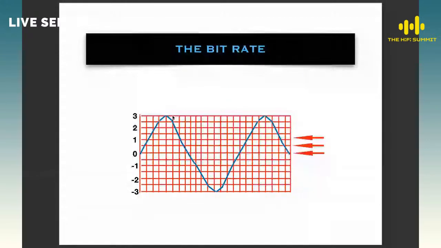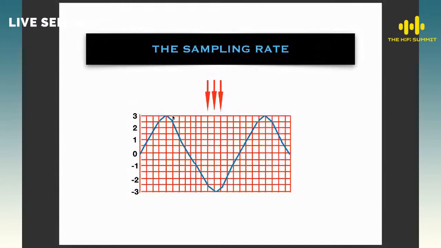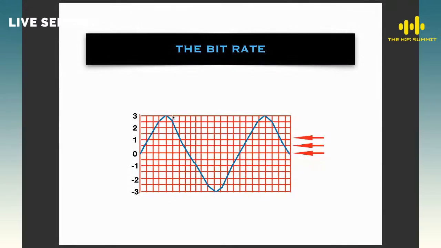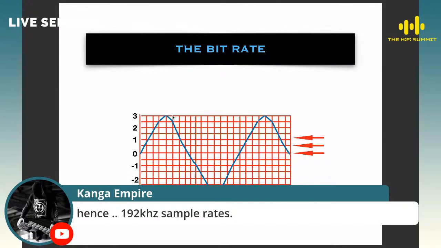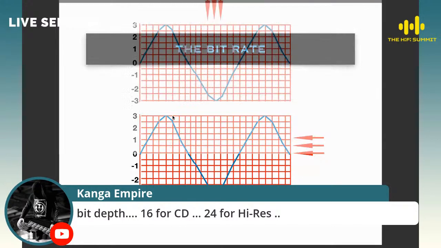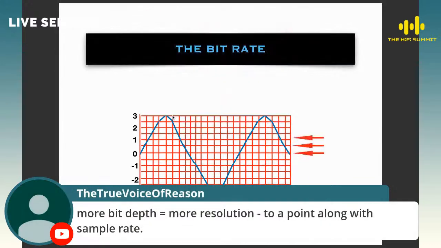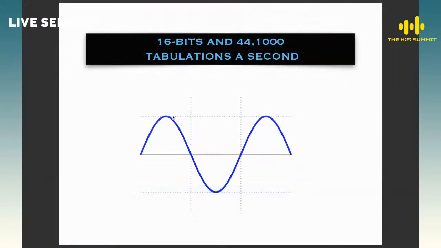Well, when we plot the height of the wave, how much detail do we plot it at? 1, 1.8, 1.83, 1.835? The number of horizontal lines, how precisely we write down the height of the wave, that's the bit rate. So the sampling rate is how closely packed the vertical lines are. The bit rate is how closely packed the horizontal lines are. And the higher the bit rate and the higher the sampling rate, the more pure the digital reproduction is, and the closest we get to the original wave, this is what we want to achieve.